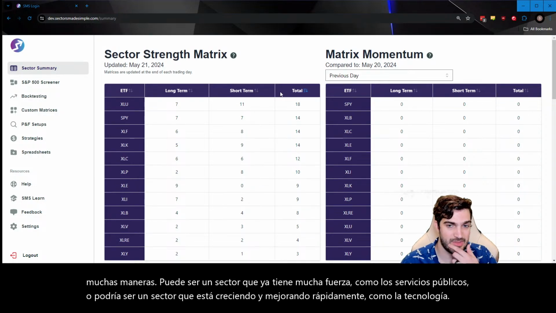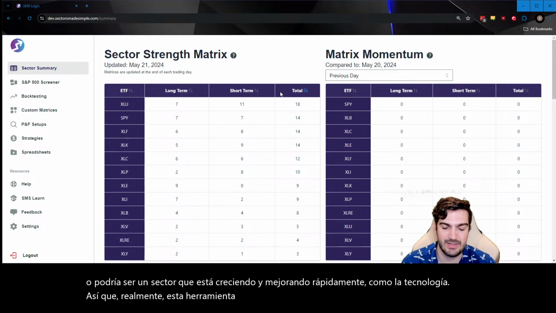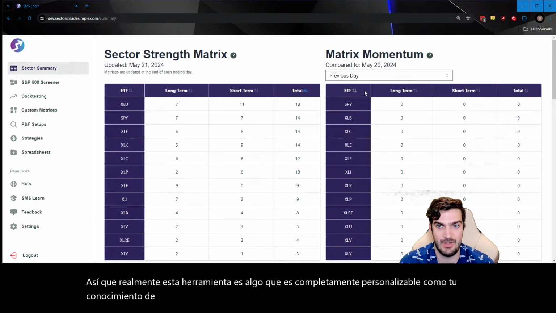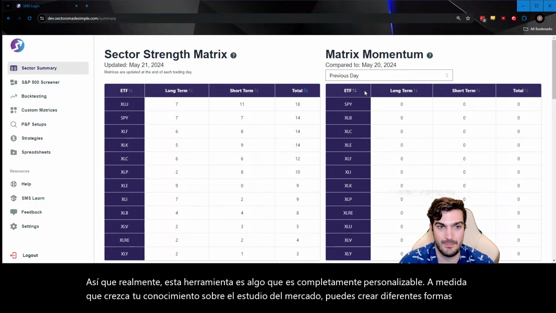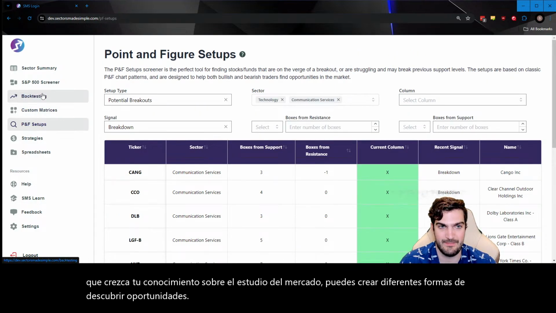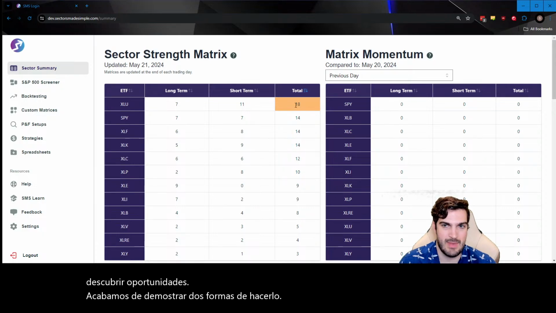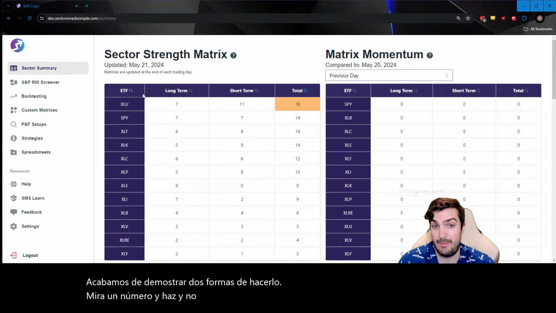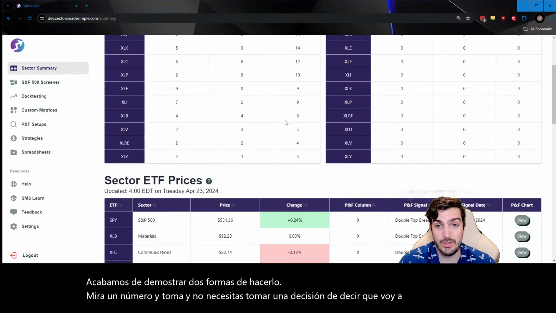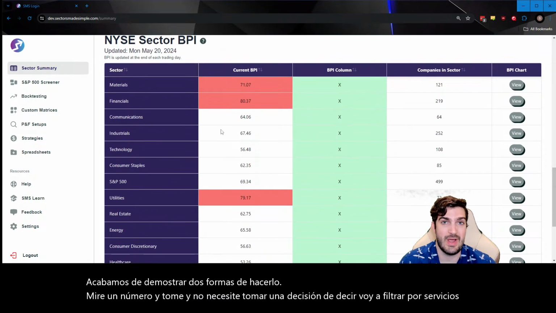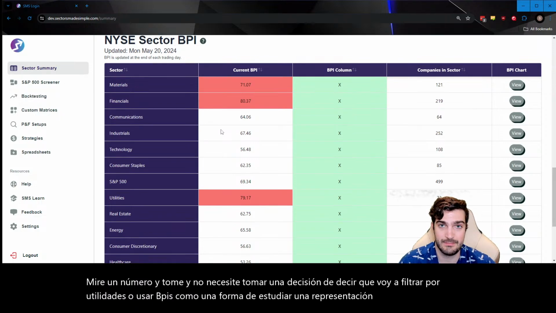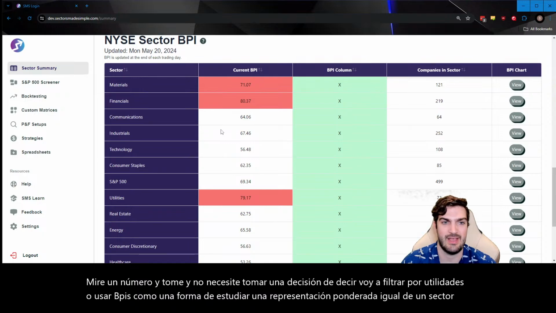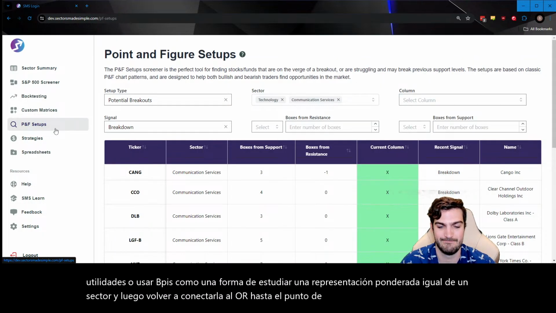So really, this tool is completely customizable. As your knowledge of studying the market grows, you can create different ways of discovering opportunities. We just demonstrated 2 ways to do that. Look at one number and not need to make a decision on saying, I'm going to filter by utilities, or use BPIs as a way of studying an equal weighted representation of a sector, and then plugging that back into the point and figure setup screener as well.